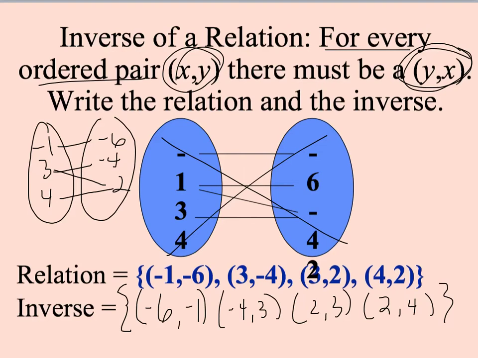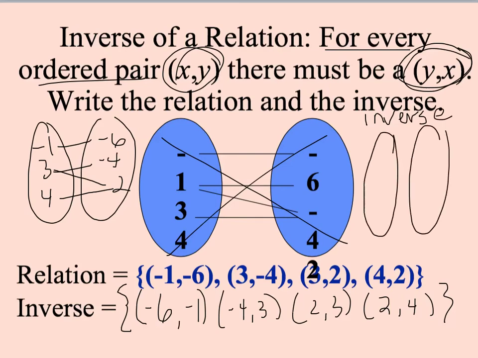Here, if I wanted to map the inverse, I'm going to map the inverse here. My inverse is -6, 1, so -6 with 1. -4 with 3. 2 with 3, so this 2 is also going to go up to 3. And my 2 is also going to hit 4, so 2 with 4. This would be the inverse map.